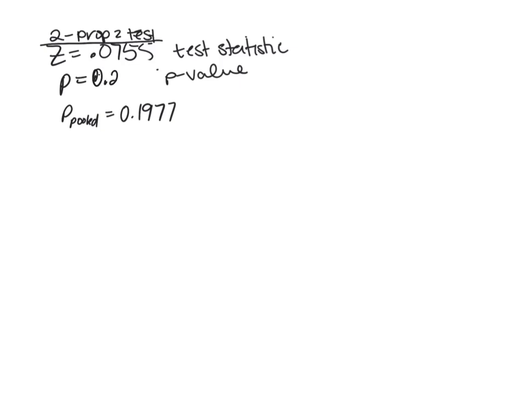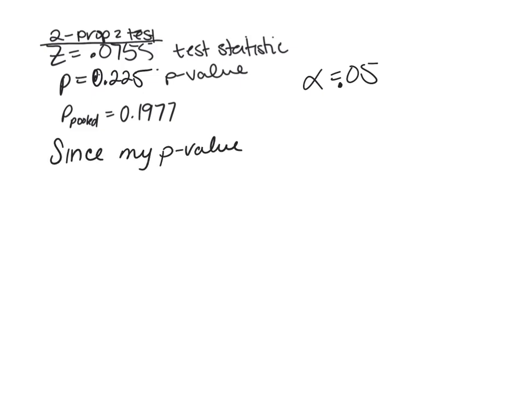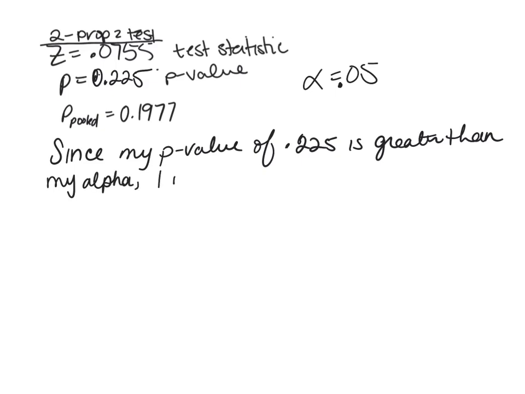The p-value is 0.225. Remember we had an alpha of 0.05, my p-value is large, right? That's bigger than any alpha we would use. So we're going to fail to reject the null hypothesis. So since my p-value of 0.225 is greater than my alpha, I fail to reject the null hypothesis.